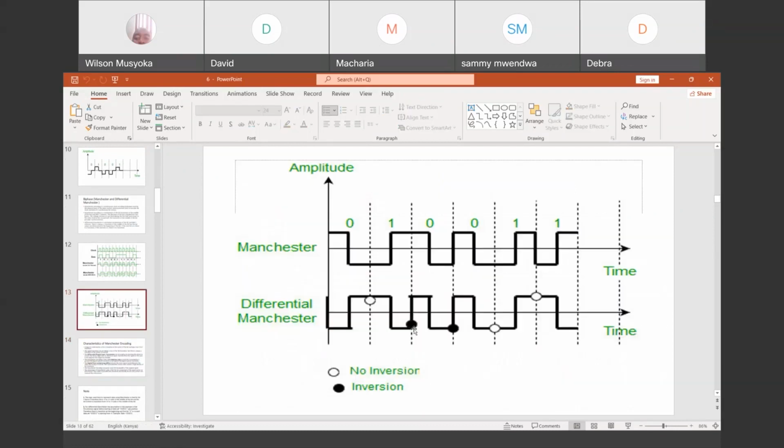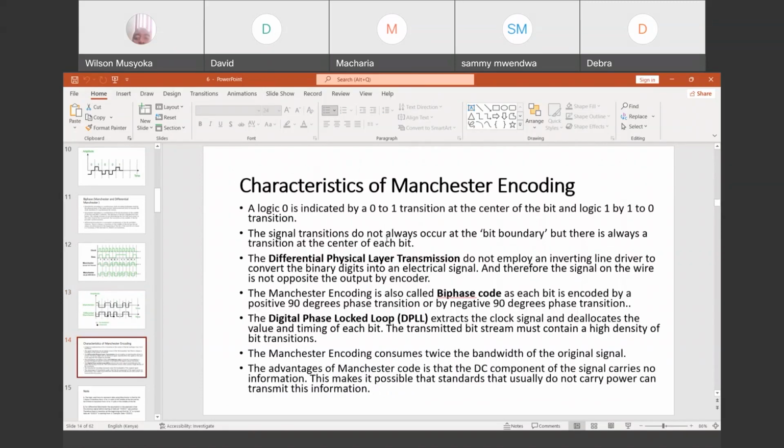Like here, the boundary transition occurs only when there is this aspect of switching bits. But any transition takes place in the middle of the bit, like here and here, in the middle of the bit. That is what this one is showing.